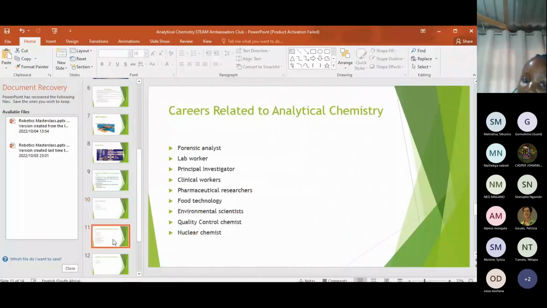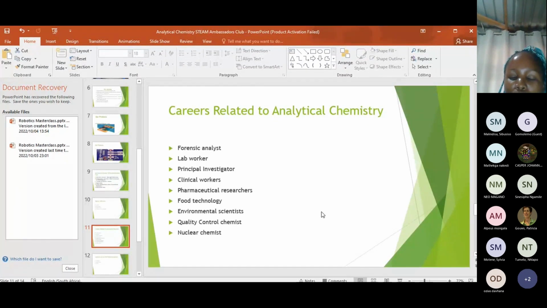Careers related to analytical chemistry include forensic analyst, lab worker, principal investigator, clinical worker, pharmaceutical researcher, food technology, environmental scientist, quality control chemist, nuclear. Like I said at the beginning, I started my career as an analytical chemist in the laboratory. I was analyzing water, and after 2 years I changed to become an environmental management inspector for about 10 years, doing investigative and enforcement work.